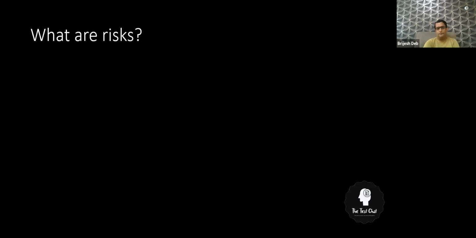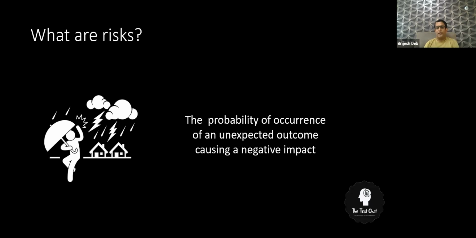First of all, what are risks? The probability of occurrence of an unexpected outcome causing a negative impact. That is what a risk is. So basically, if there are low-hanging clouds outside and you are in the season of monsoon, then stepping out of the house without an umbrella is actually taking a risk, because there is a chance of rain happening and you getting wet. So the probability of it raining and you getting drenched is the risk when you see low hanging clouds during the monsoon season. And carrying the umbrella with you is actually the mitigation for that risk.